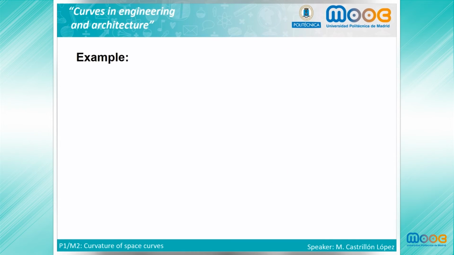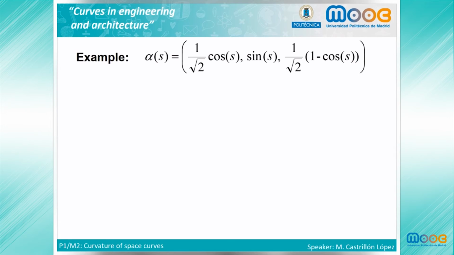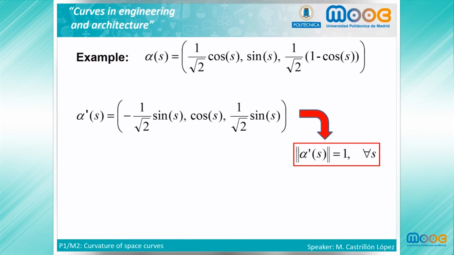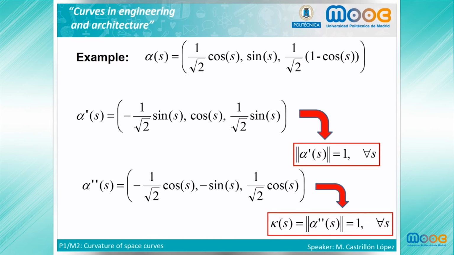We finish this video with an example. We consider the parameterized curve you have on the screen. We can easily compute the first derivative, and we check that this curve is parameterized by the arc length. By computing the second derivative, we also check that the curvature function is constant. It is 1 for every value of the parameter.